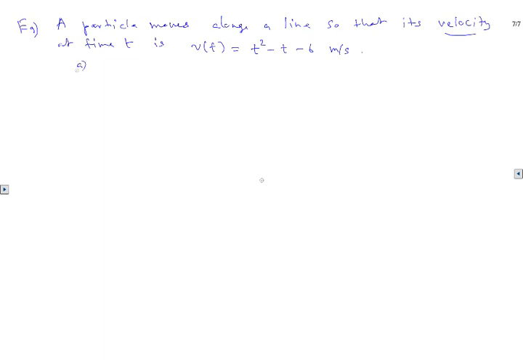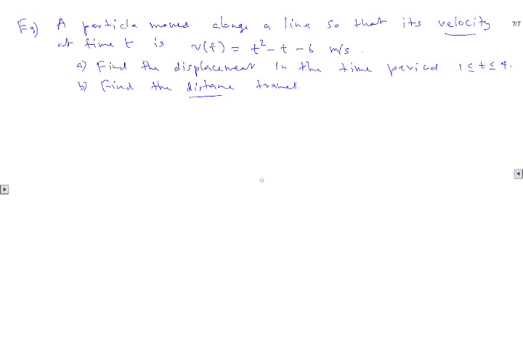So they're asking, for the first part, find the displacement in the time period from 1 to 4. And then find the total distance traveled during this time, the same time period. This is a very typical question. You get a function like that, and they're asking what's the displacement and what's the total distance traveled. When you say distance, remember it's related to the speed, so take the absolute value.